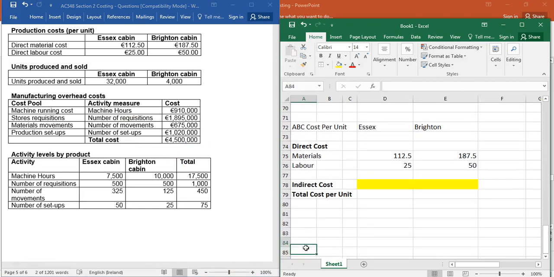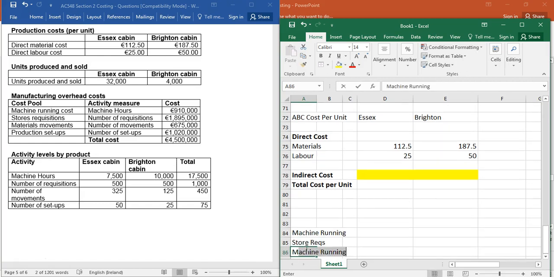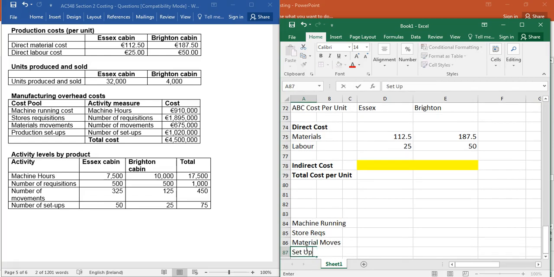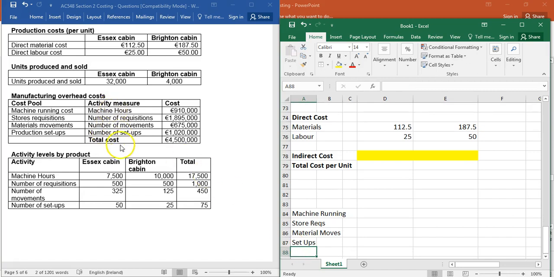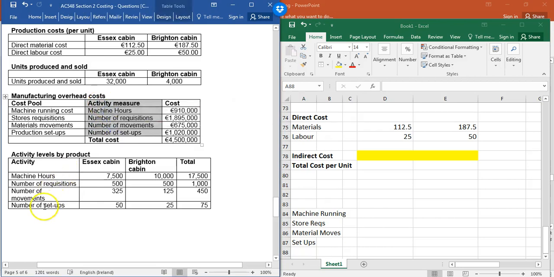And we're going to look at the overheads in machine running, store requisitions, material moves, and setups. Right? And you're given the activity measures. Now sometimes in a question you may not be told what the driver is. I may give you drivers and you try to come up with what you think is the best driver to explain that cost. So if I took out this column here, you may still be able to figure out what the relevant ones are. So I may ask you to articulate which one you think is most appropriate. So just bear that in mind.